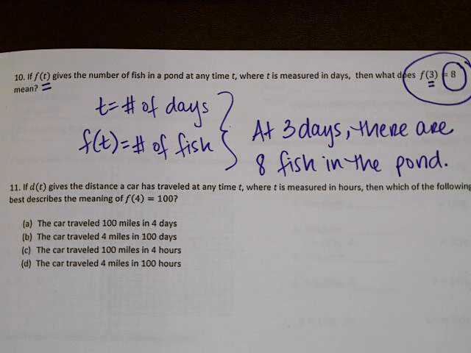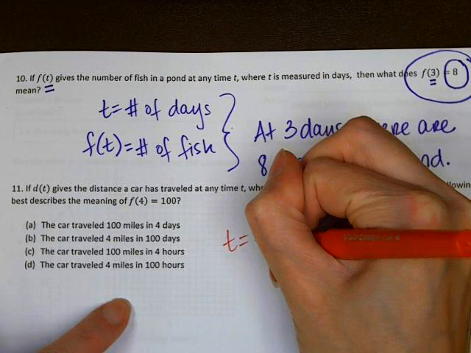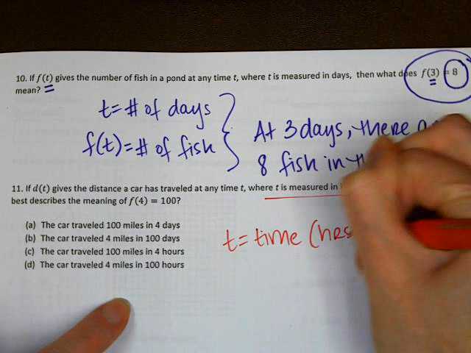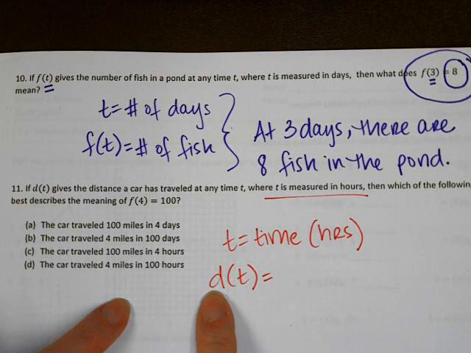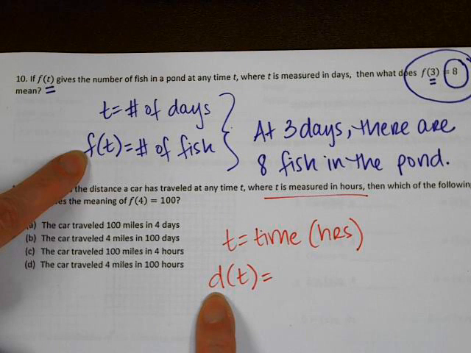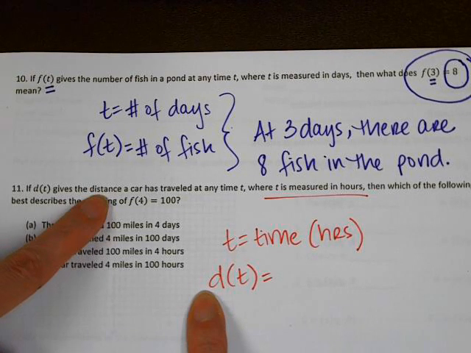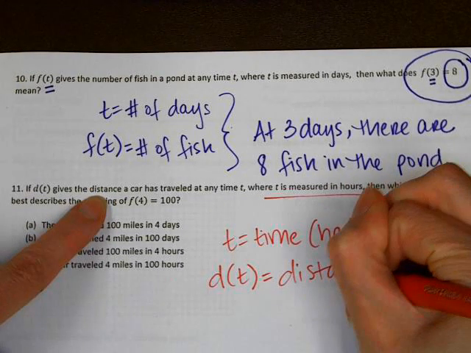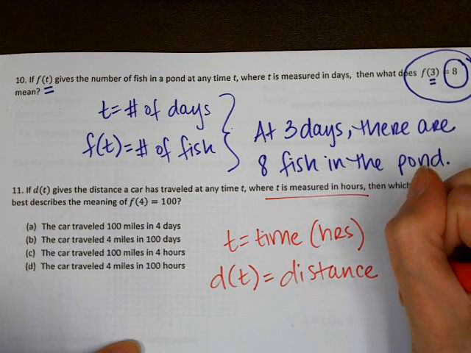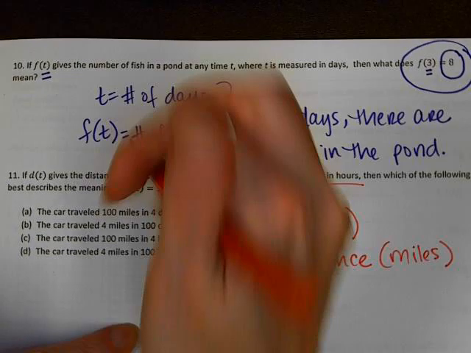Okay, and then same thing here. This one's saying t is time again. So t is time in hours. And d of t, the function, now it doesn't always say f, it can be anything. Since this was talking about fish, they used f. This one's talking about distance, so they used d. It's not always f. So this is distance in miles. Okay, so what does this mean?